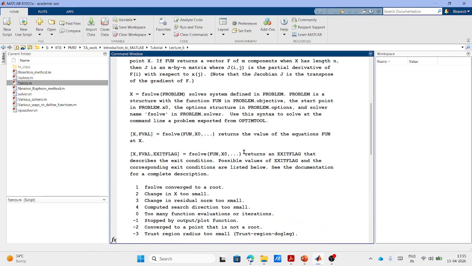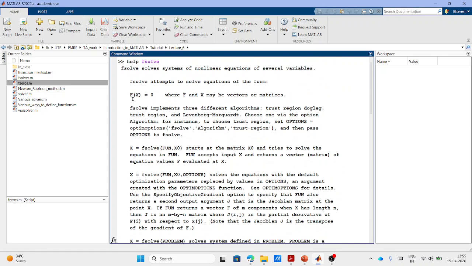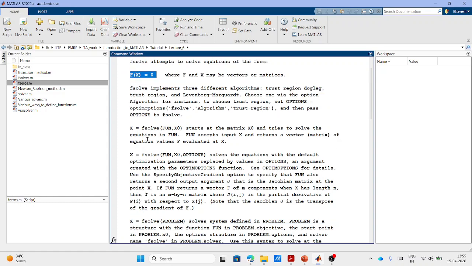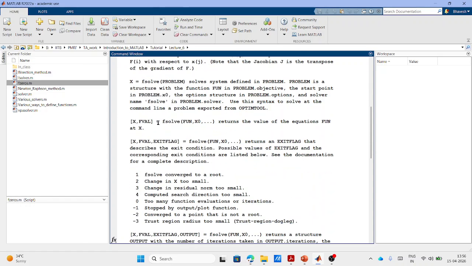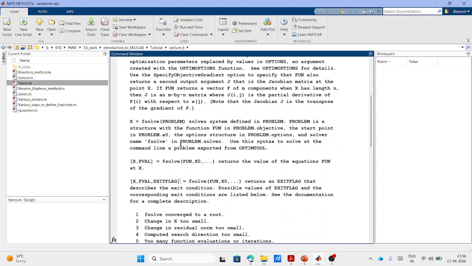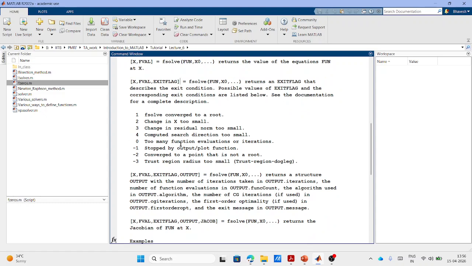And this is its help page. So fsolve attempts to solve the equation where it tries to equate your function to 0 and find the value of your variable which gives f(x) equal to 0. You provide the syntax in this manner where you write the fsolve function and the initial guess. Okay, there are further options also available. For that, I will recommend you go to the description. These are basically related to what kind of convergence you want to have, etc.